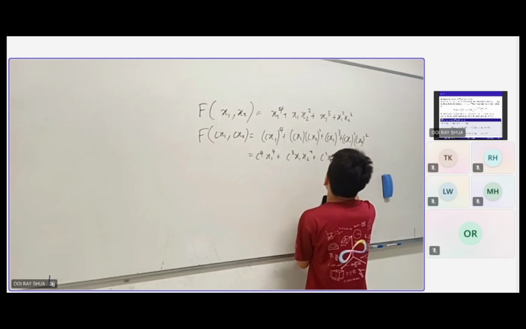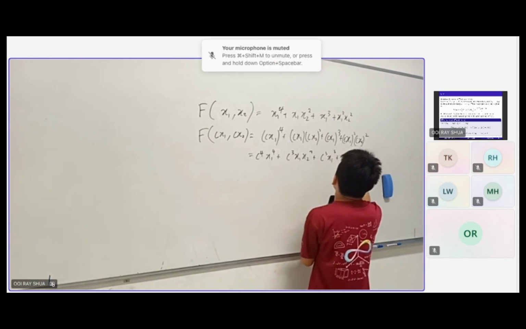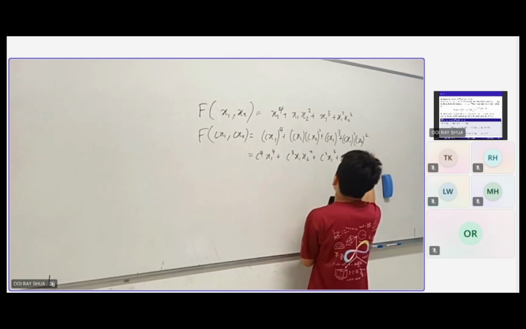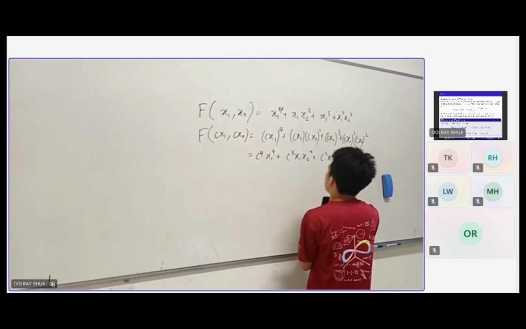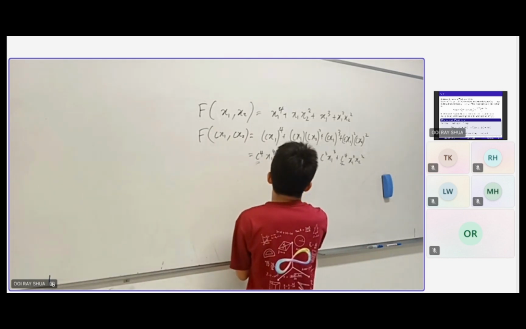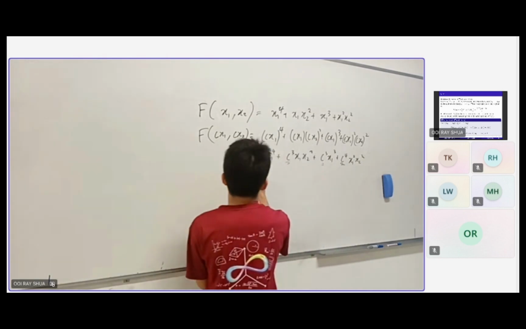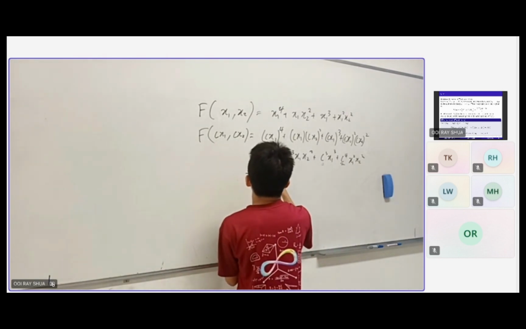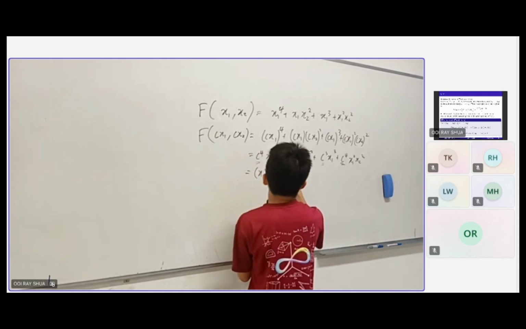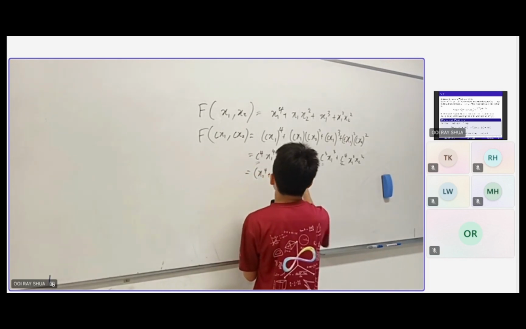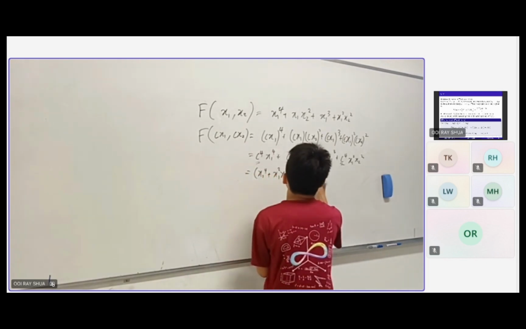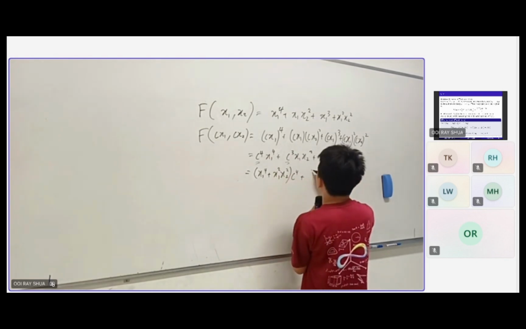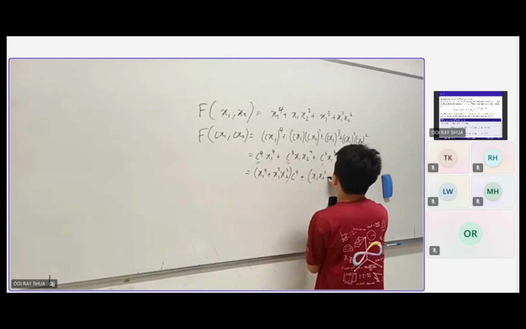One thing we can notice is that the powers of c have some repeats, so we might as well group them together. So x1 to the fourth, and then x1 squared x2 squared, and then we have c to the fourth, and repeat x1 x2 squared, plus x1 cube.